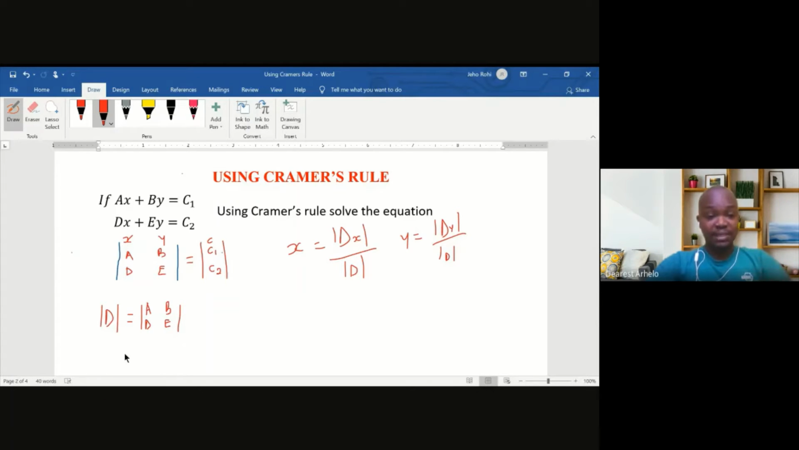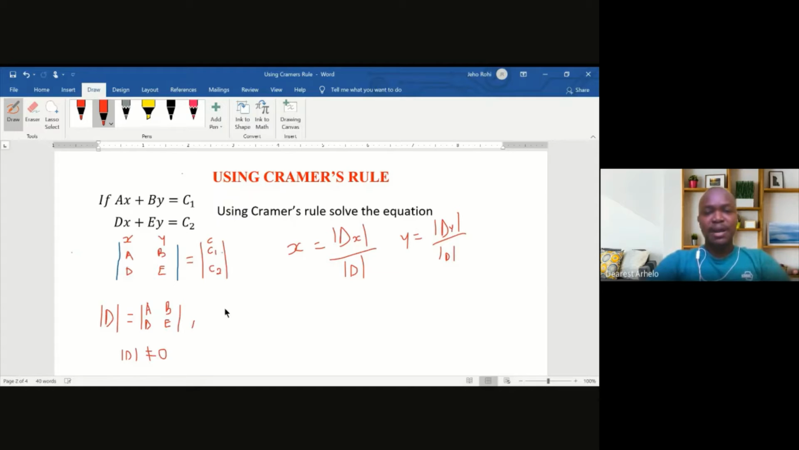And please note that determinant of d must not be 0. It must not be equal to 0. If the d determinant is 0, then we cannot use Cramer's rule to solve that equation. So note that the d determinant must not be 0.